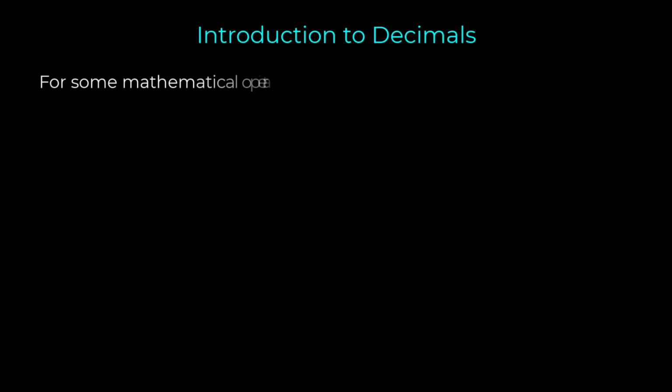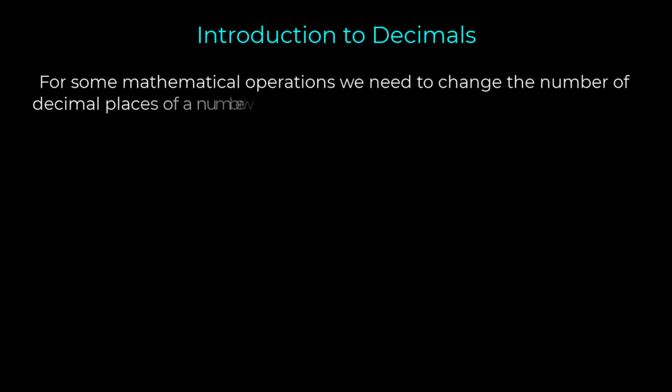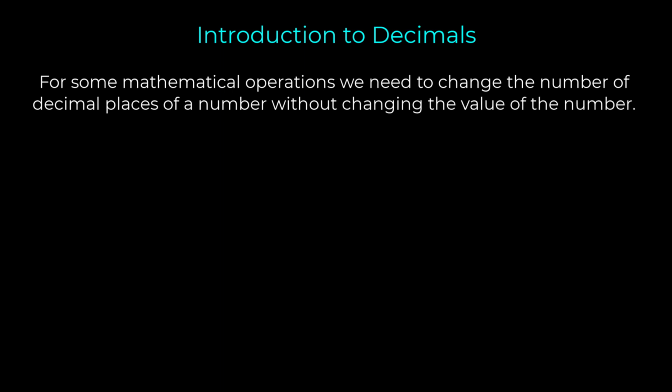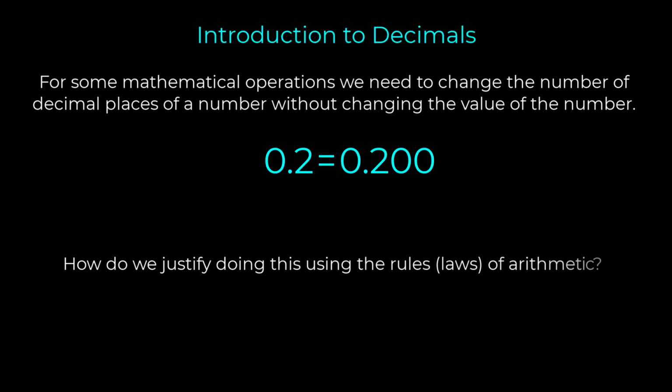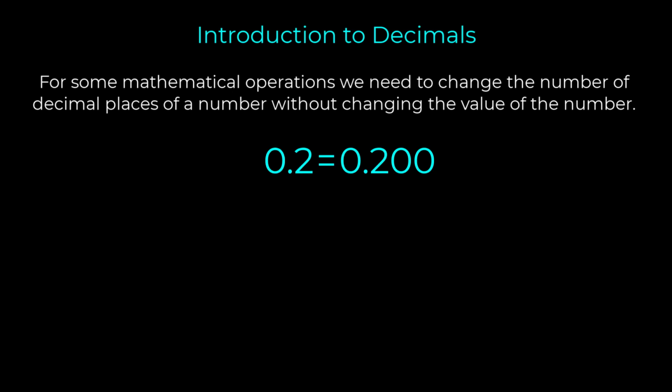Before we go any further, there is one more thing I want to talk about. For some mathematical operations on decimals, which we will see shortly, I want to change the number of decimal places in a number without changing the value of that number. For instance, I want to be able to convert the decimal 0.2 to the equivalent decimal of 0.200. But we can't just do what we want in arithmetic unless we prove that it is in accordance with the specific set of rules or laws which govern arithmetic. So I must prove that 0.2 is equal to 0.200. Let me do that right now.